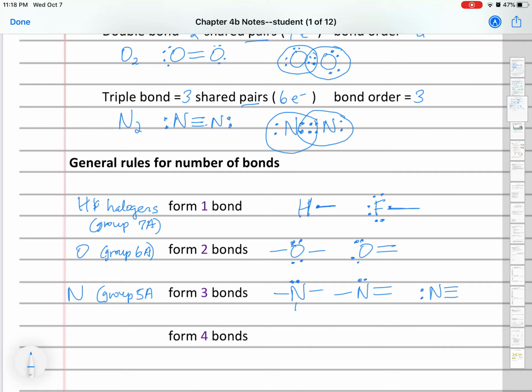All right, so as we're going down, we're getting more and more flexible. And then lastly, group 4A, namely carbon, can have 4 bonds. So carbon can have 4 bonds coming out like this, or it can have 2 single bonds and a double bond, or it can have 2 double bonds, or it can have a single bond and a triple bond. So carbon is sort of the most flexible.